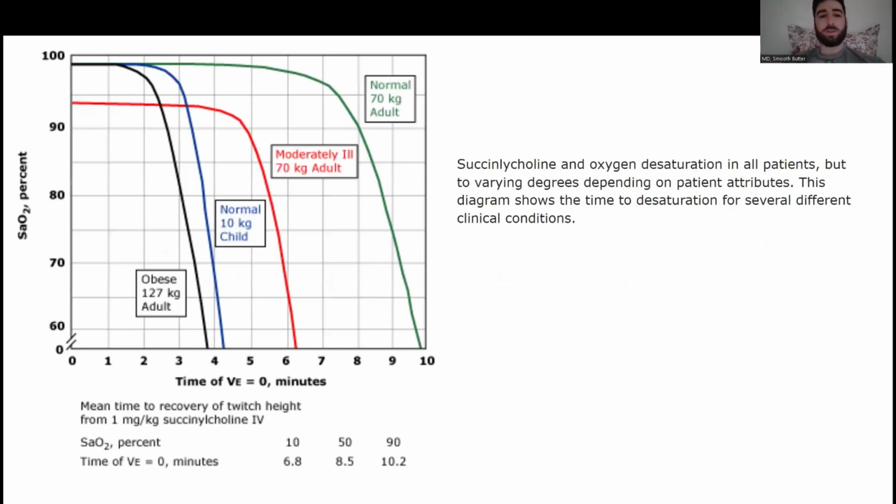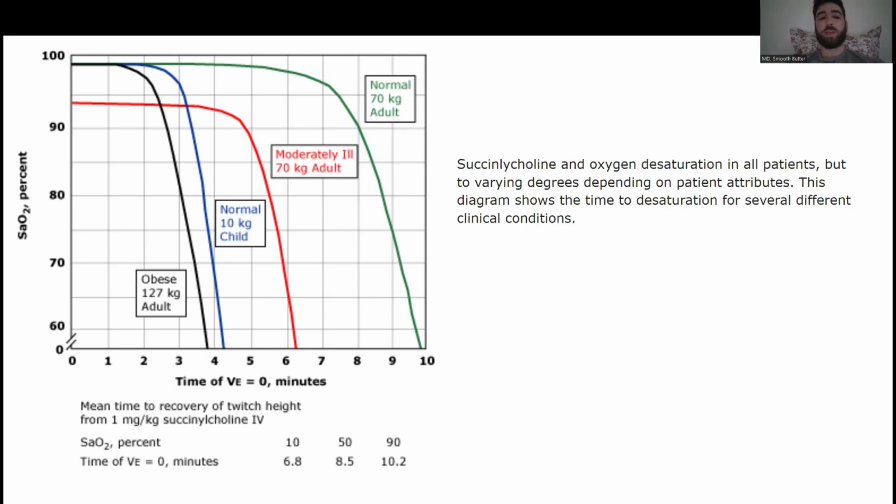Before we get started, this is a graph from Rosen's. It's a really cool graph basically saying that you actually have more time than you think if you pre-oxygenate your patients before they desaturate. So in a normal, healthy 70-kilogram adult, you have around 7 to 8 minutes until the O2 sat starts to drop after you give the paralytics.